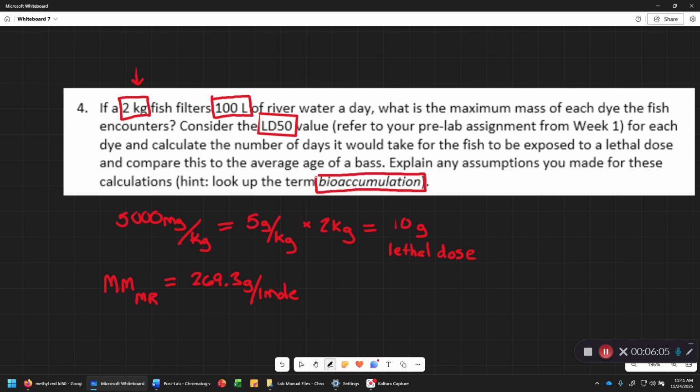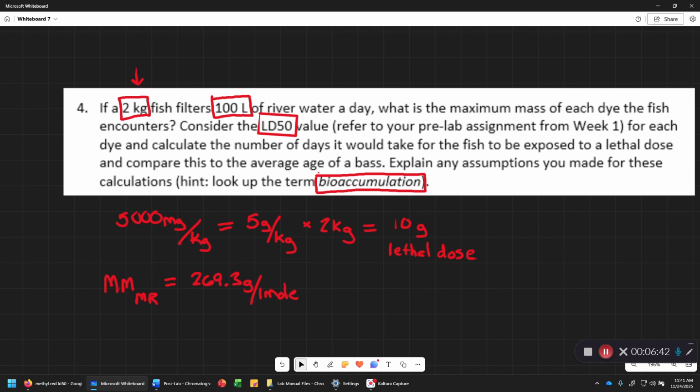This term has to do with whether a toxin, when an organism gets exposed to it, remains in the organism or if it comes in and then gets excreted. We're going to make the assumption, for simplicity, that the methyl red and the malachite green both do bioaccumulate. So once the fish takes in 1 gram of methyl red, it stays in there. It doesn't excrete it out. So it gets in and it stays there. And again, this is just for simplicity.